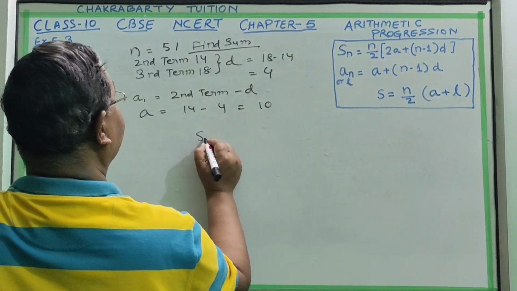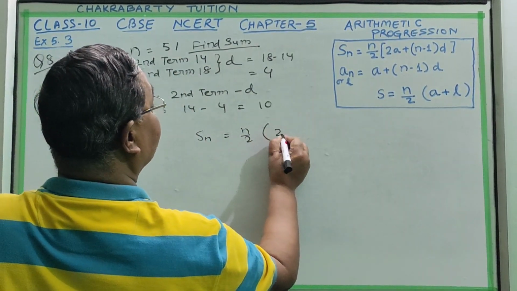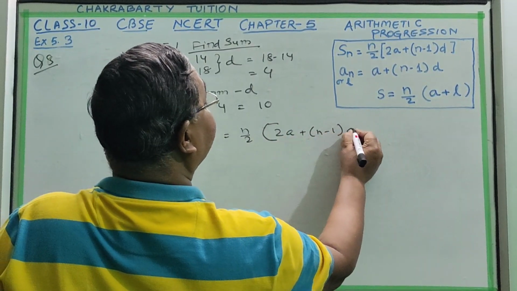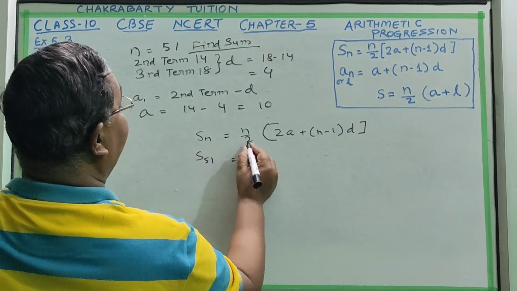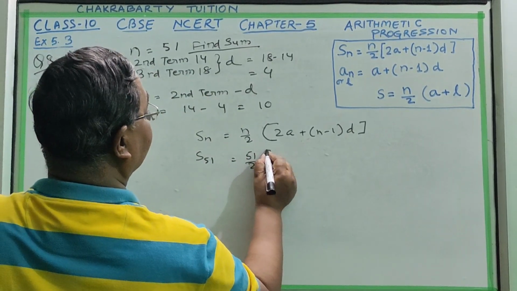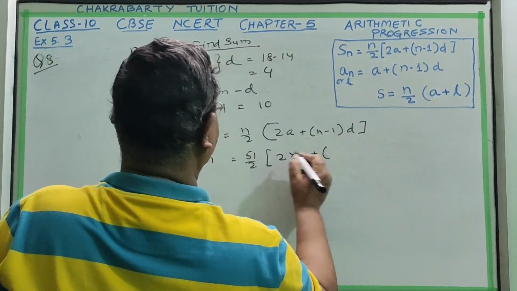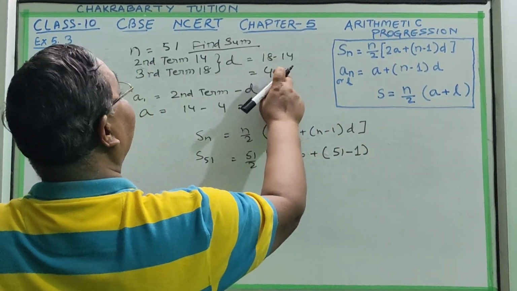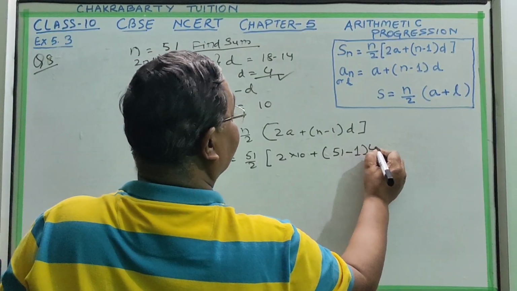So now we can find out the sum. Sum n means 51 terms, is equal to n upon 2 into (2a plus (n minus 1) d). So as 51 we have to find out, n is 51 upon 2 into 2a, a we have found out, plus (51 minus 1) and d we have found out here, because d is 4. So 4 will come.